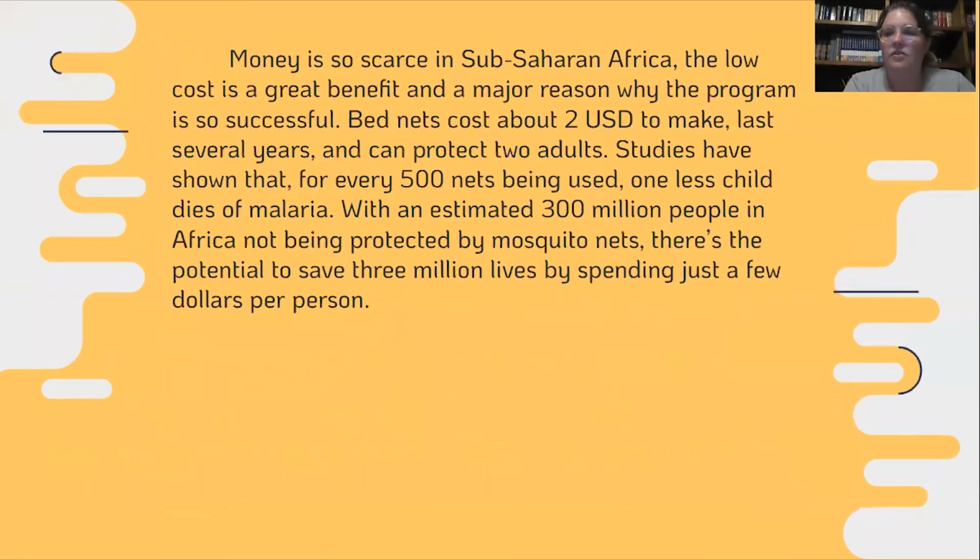Here we can see the conclusion to this essay. The author says, money is so scarce in sub-Saharan Africa, the low cost is a great benefit and a major reason why this program is so successful. Bed nets cost about $2 US to make. They last several years and can protect 2 adults. Studies have shown that for every 500 nets being used, 1 less child dies of malaria. With an estimated 300 million people in Africa not being protected by mosquito nets, there's the potential to save 3 million lives by spending just a few dollars per person.